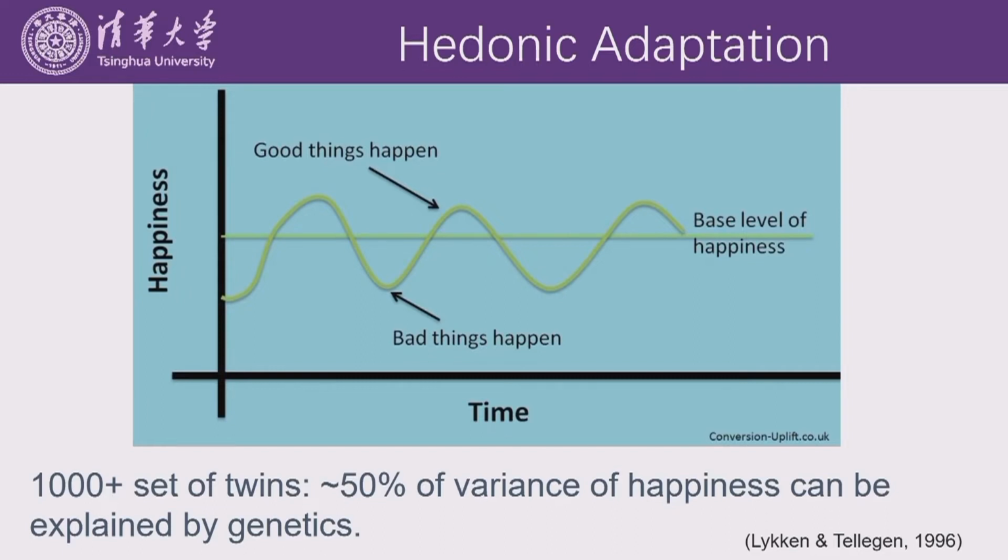For example, if you are raised by loving, warm, and caring parents, then you could be happier than someone who is raised by cruel or ignoring parents. But the biggest factor is actually genes. So according to a study done by Lykken and Tellegen, they surveyed more than 1,000 sets of twins who were raised separately. So these are the perfect examples to study the influence of genes and the environment on a person, right? Because they have the same genes, but they are raised separately. And they found that about 50% of the variance of happiness can be explained by genetics. So this is the biggest factor that influences happiness.